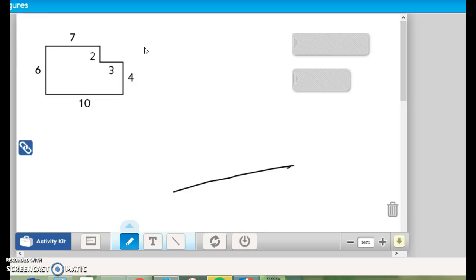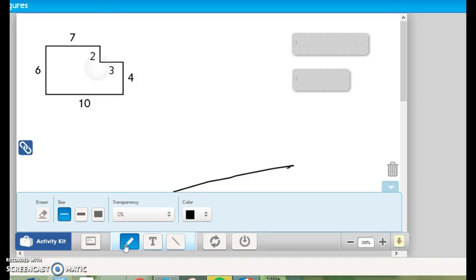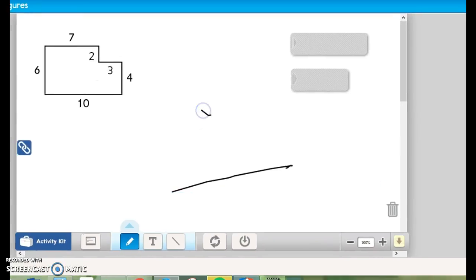What I like to do is I like to find where those little rectangles are. So let me just draw this here. So now what I've got is a rectangle here, and a rectangle here. I can find the area of this rectangle because this side is 6 and this is 7. So I know 6 times 7 is 42. So I can write 42 right in there. So I know that this one is 42.